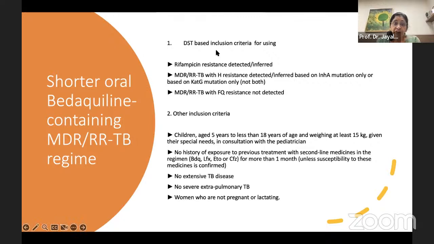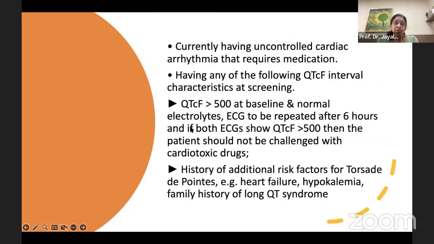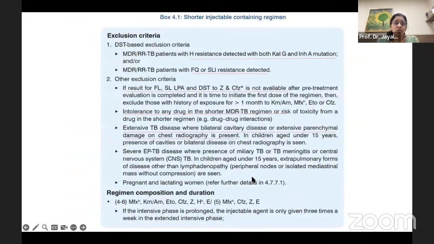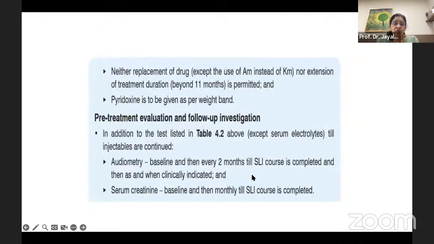So basically it is for patients who have rifampicin resistance, who have no fluoroquinolone resistance, and even children aged 5 to 18 can be given it. They should not have had exposure to these second line medications before. They should not have very extensive TB, no severe extrapulmonary TB, and they should not be pregnant or lactating. So some of these patients are excluded from the bedaquiline regimen, and they will go for the longer oral regimen. Or if they have any arrhythmias, QTc prolongation, or risk factors for heart disease. So basically, we will not go too much into detail.